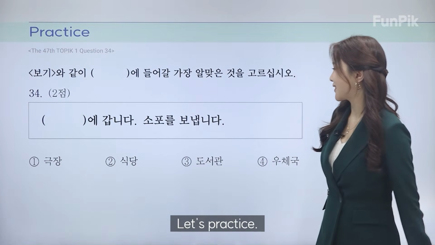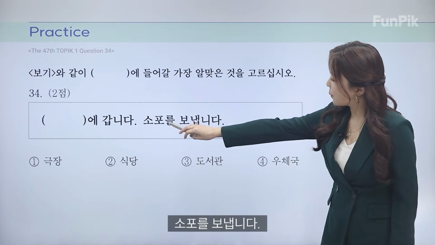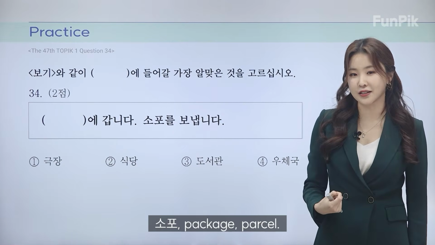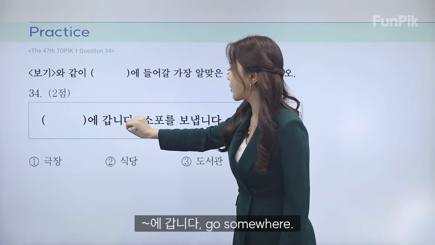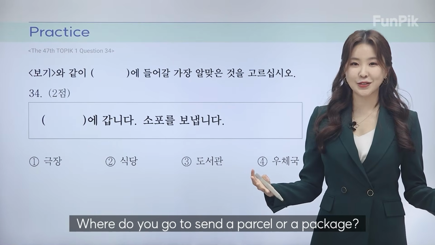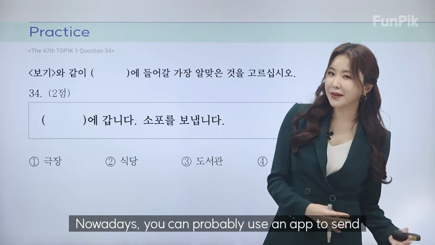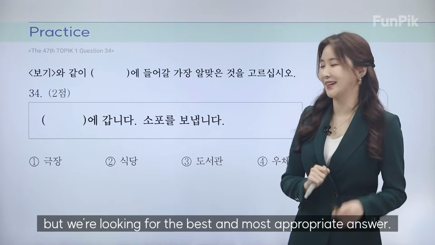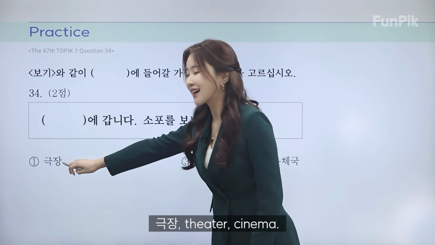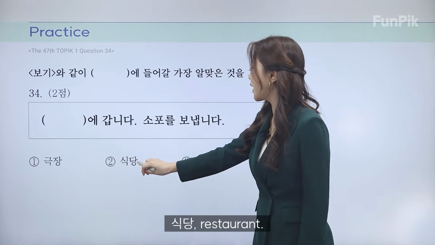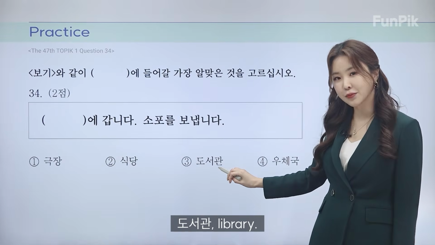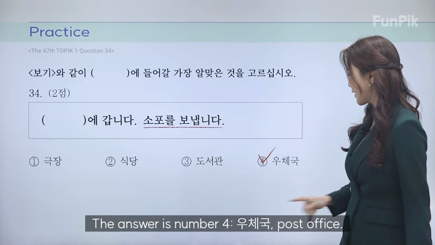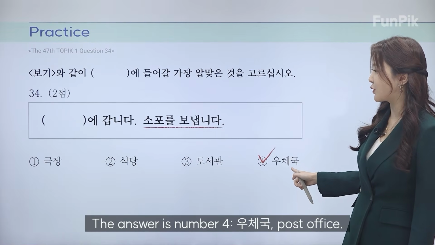Let's practice. First, the sentence without the blank. 소포를 보냅니다. 보내다, send, 소포, a package, a parcel. 어디에 갑니다. Go somewhere. Where do you go to send a parcel or a package? Nowadays, you can probably use an app to send a parcel from anywhere, but we're looking for the best, the most appropriate answer. Let's go through the options. 극장, theater, cinema, 식당, restaurant, 도서관, library, and 우체국, post office. So the answer is number 4, 우체국, post office.